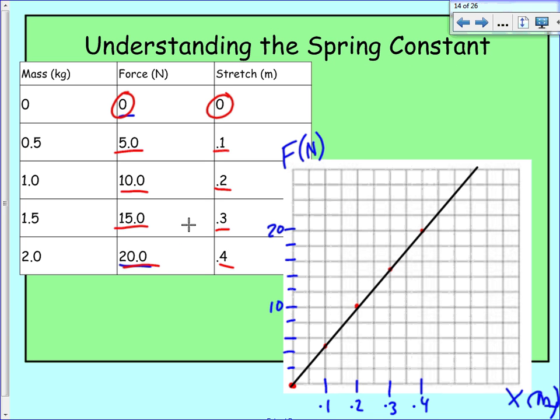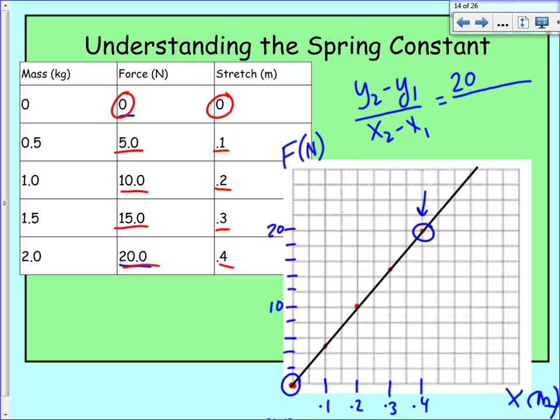So let's go back. Let's say I was going to do this data. I'm going to take the slope by doing y2 minus y1 over x2 minus x1. And let's say I chose this point and this point. This point right here is 0.4, 20. So the y is 20 and the x is 0.4. And then this point down at the bottom is 0, 0. So if I do 20 divided by 0.4, I end up getting that my spring constant is 50 newtons per meter. What that tells me is that it takes 50 newtons if I would want to stretch or compress this spring 1 meter.